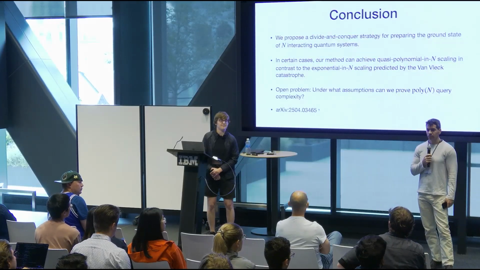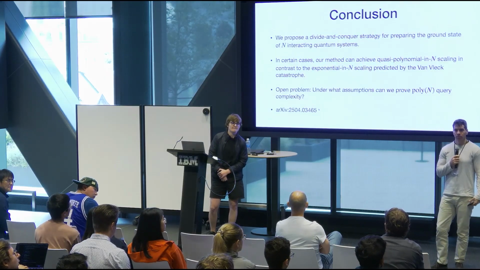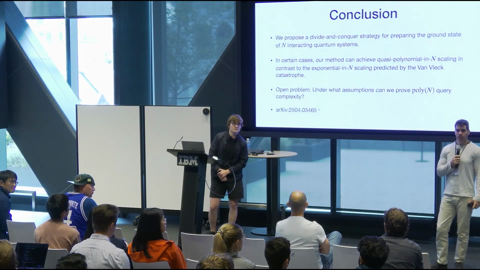Thanks for the talk. I'm wondering if you've investigated this construction for fermionic Hamiltonians. And in that case, are there some problems you run into with anti-symmetrization if you're combining these different subsystems?